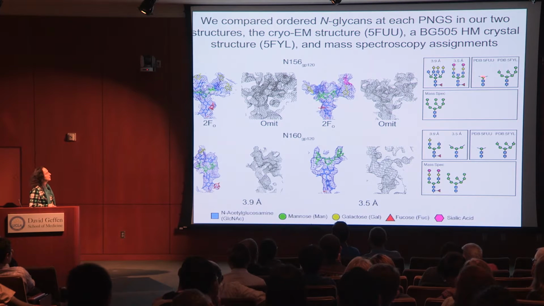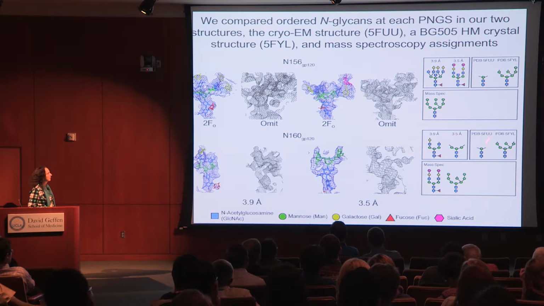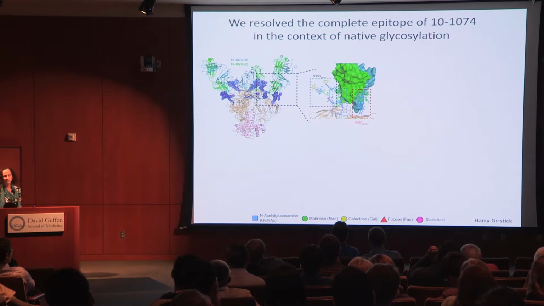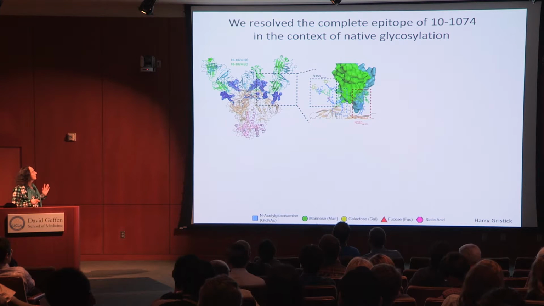No, sorry, this is the cryo-EM structure, which is natively glycosylated, but they couldn't see the glycans at these positions. They were disordered. And then this is the fully glycosylated high mannose only structure from Peter Kwong's lab. So at this particular position, and this is the mass spec assignment. So for all of these, we've gone through and done these comparisons. But without going into a lot of the chemical details, I just wanted to say that we now know the complete epitope of this broadly neutralizing antibody in the context of native glycosylation.